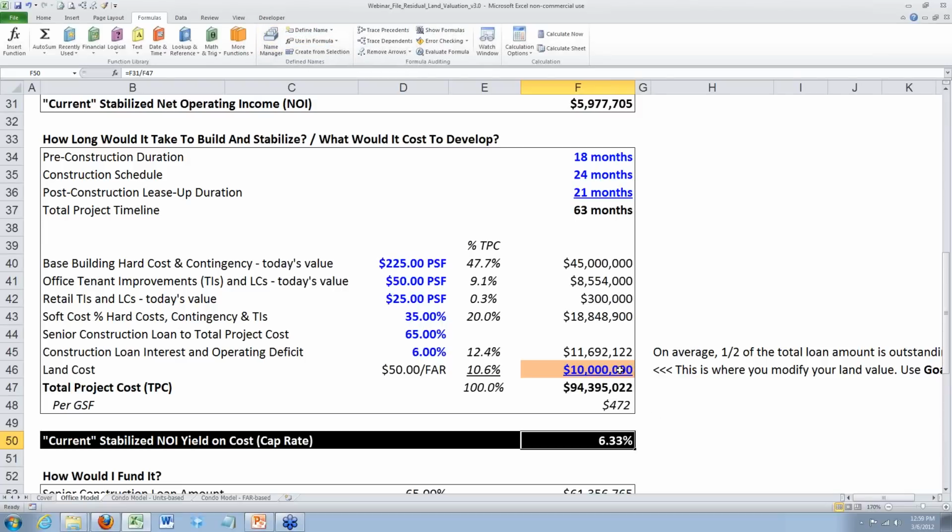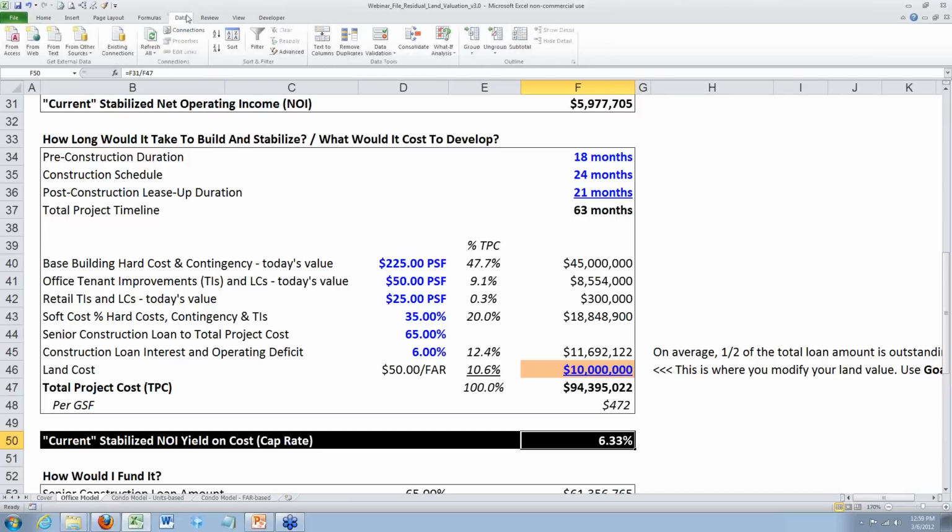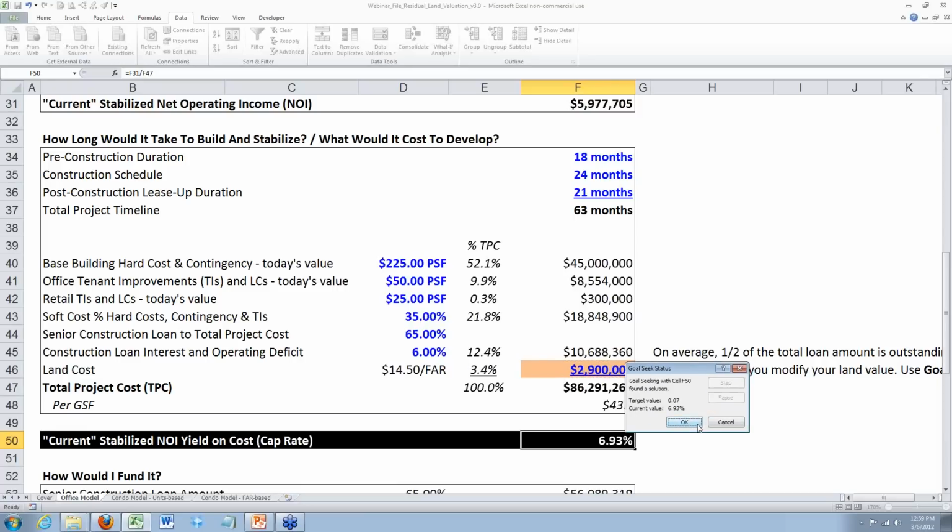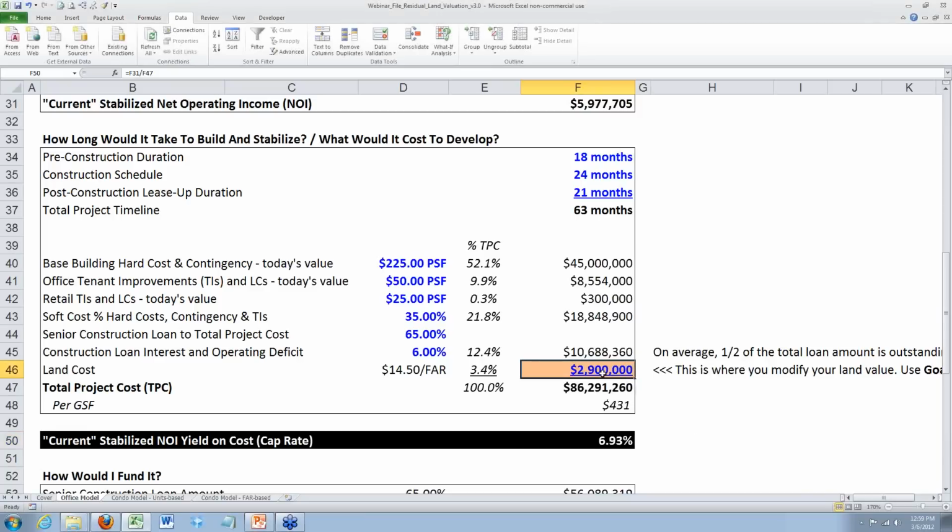So in order to do that, I'm going to go to the Data tab and the What-If Analysis, and then select Goal Seek, and I'm going to do the following. I'm going to say, set this stabilized NOI yield on cost to 0.07, which is my 7 cap, by changing the cell that has the land cost in it, F46. And then I'm going to click OK. And Excel is going to essentially back into the value that's required to get me very close to the amount that it would be required to solve for a 7 cap.